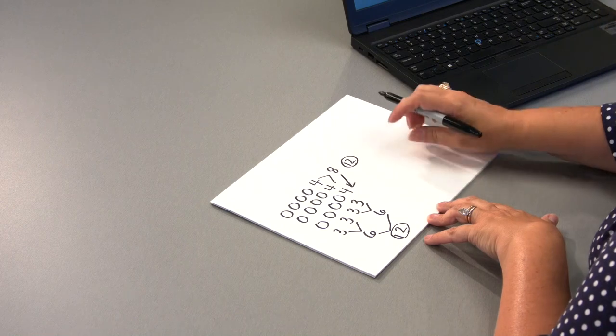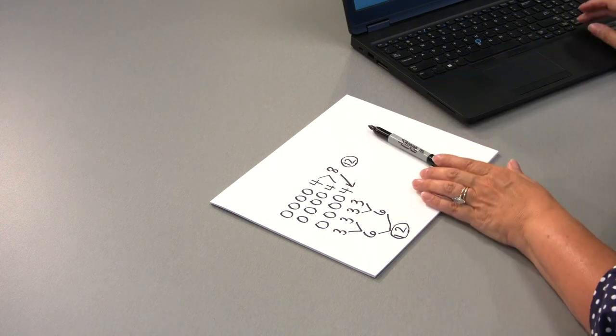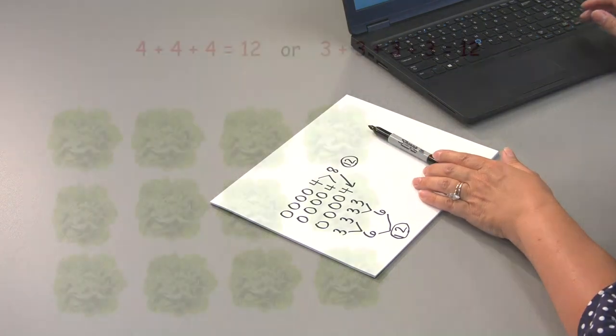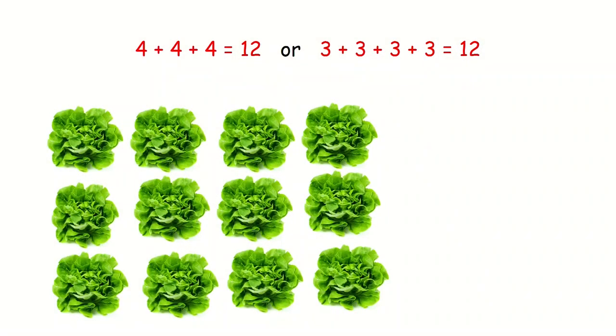Your sums are the same. Let's take a look at what that looks like. 4 plus 4 plus 4 equals 12, or 3 plus 3 plus 3 plus 3 is equal to 12. Again, remember, your sum should be the same. All right?